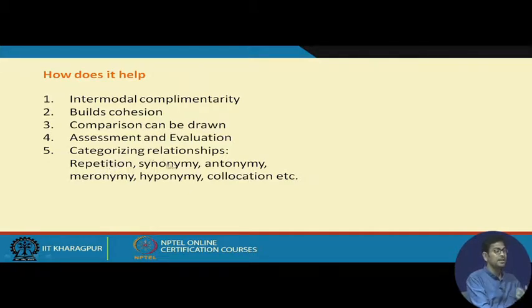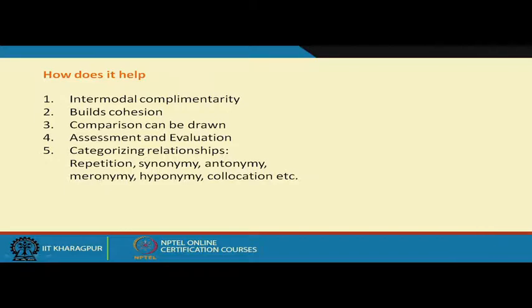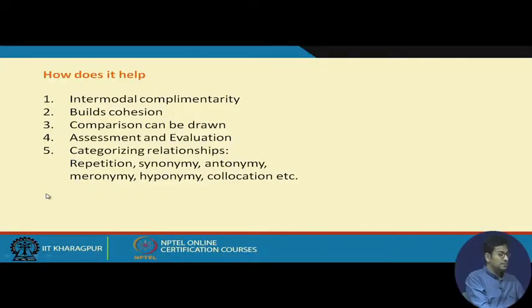Is repetition happening? Is there a synonymy, antonymy, meronymy? Meronymy is where one is part of another. So, you can find out from Royce's model if it is part of another, or you can have hyponymy, where hyponymy means it is a specific term for a generic attribute. All these aspects are a collocation: two things tend to come together, usage wise. So, all of this understanding could be built up using Royce's model. That is the importance of knowing Royce's model, and it helps us.